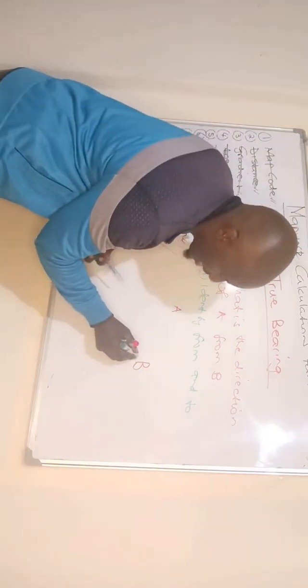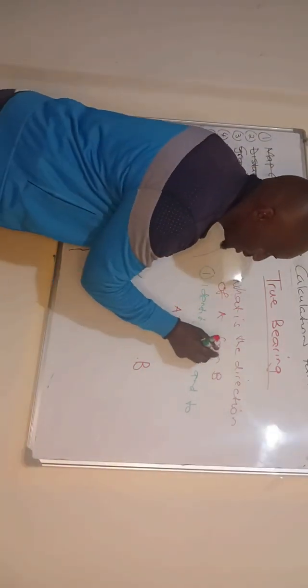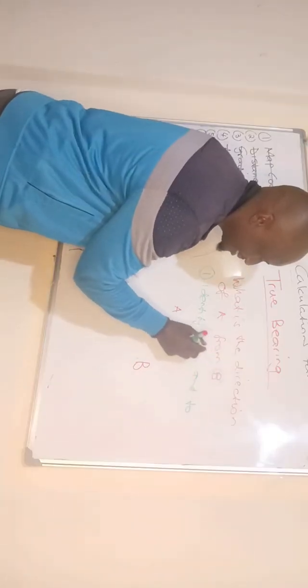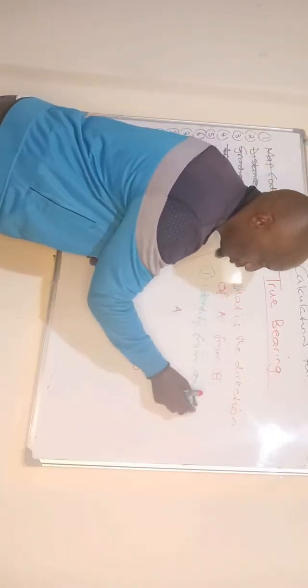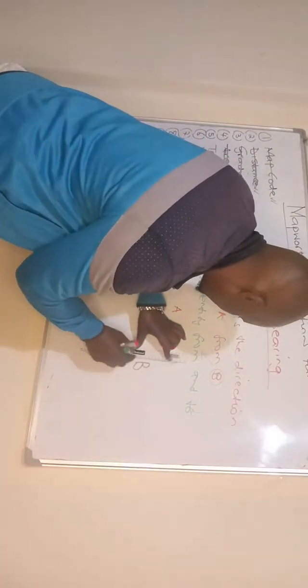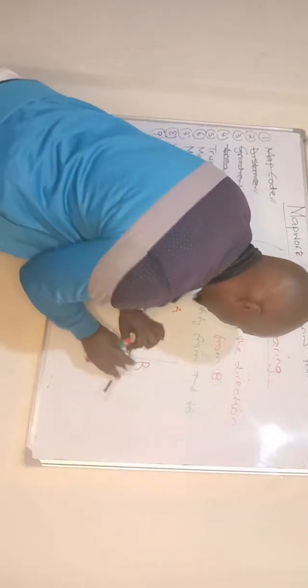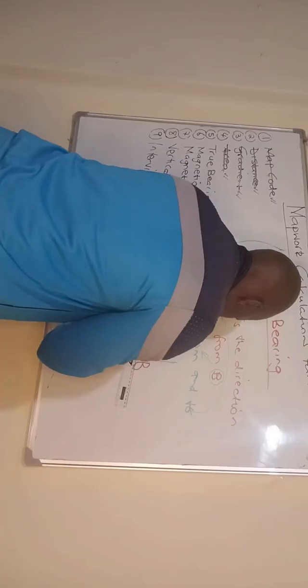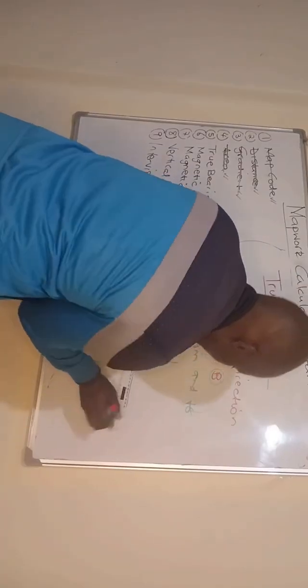Identify B as the from. This is the from. A is the to, which means you measure from B. So what you do, you draw your line that passes through B. All right? You do your cardinal points, which means you are going to have something like this.